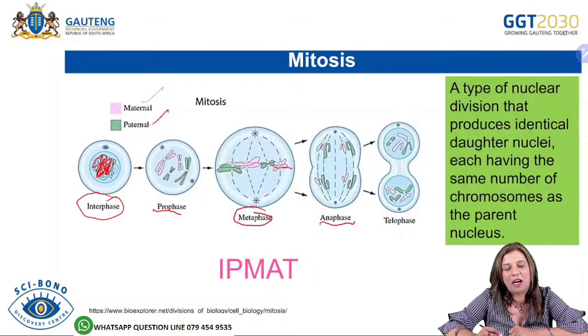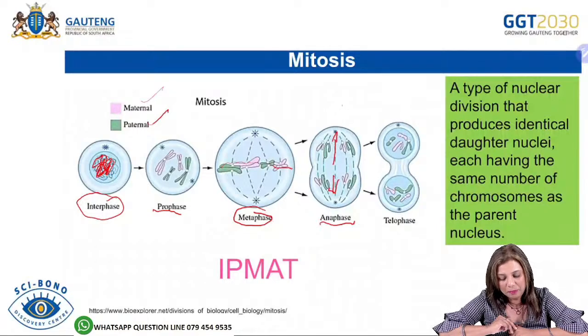Anaphase is where they are moving away. A for away. So the chromosomes, the chromatids, they split up and they move to the opposite ends of the pole. Can you see that? And then we move on to telophase.